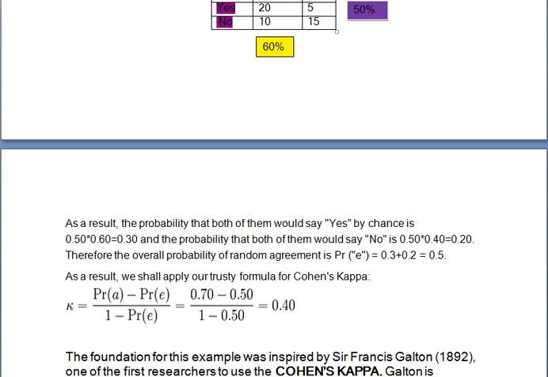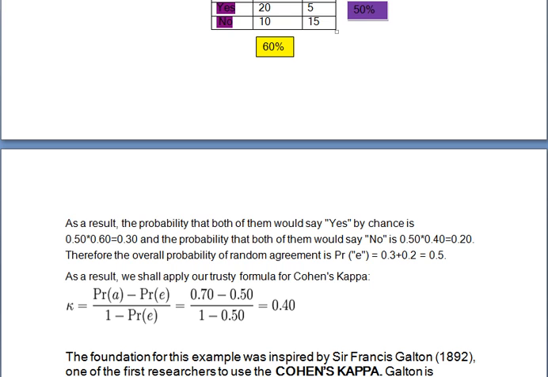As a result, the probability that both of them would say yes by chance is 0.5 times 0.6 equals 0.3. And the probability that both of them would say no is 0.50 times 0.50 equals 0.20. Let's say that again.